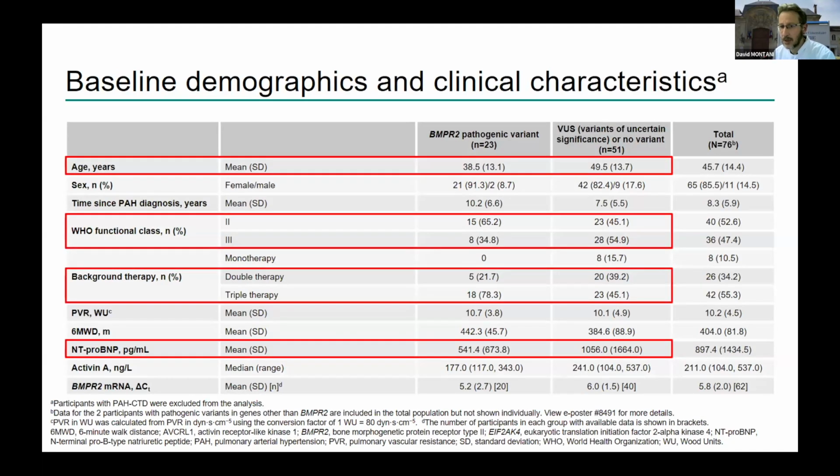What we saw, but it was known, is that BMPR2 patients were younger at diagnosis, with a more severe PH, and they were more prone to have triple therapy, and they had a lower NT-proBNP, probably because they had more aggressive treatment and they are younger than the others.